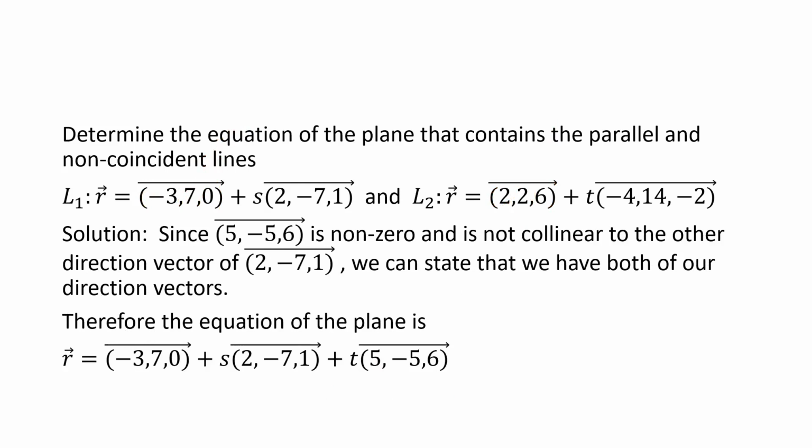And so we can state that the equation of the plane, as shown at the bottom, is r equals -3, 7, 0 plus s times 2, -7, 1 plus t times 5, -5, 6. And again, I keep forgetting to say that our parameters must be elements of the reals.